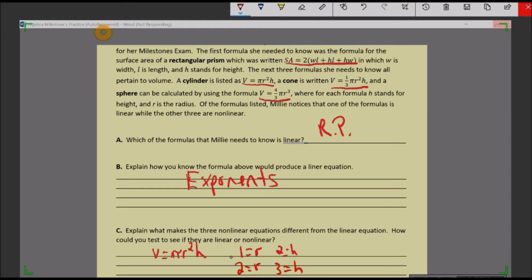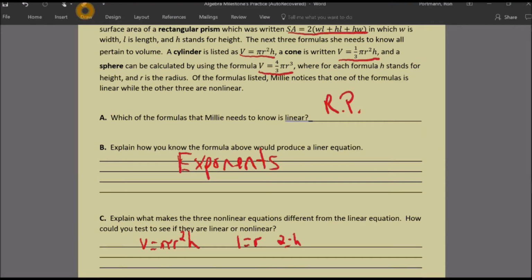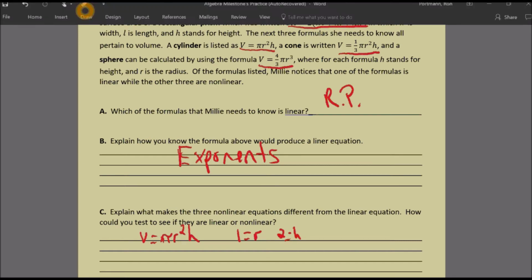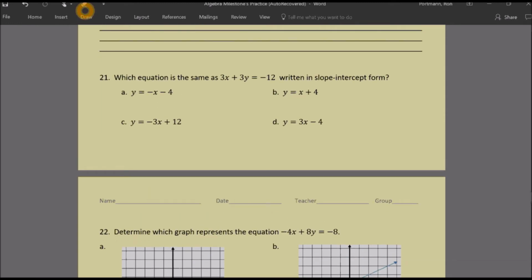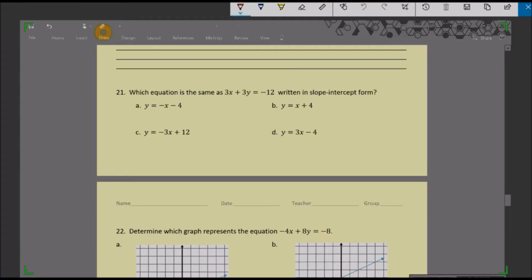All right, I need to scroll down here. Good. Question 21. Which equation is the same as 3x plus 3y equals negative 12, written in slope-intercept form?